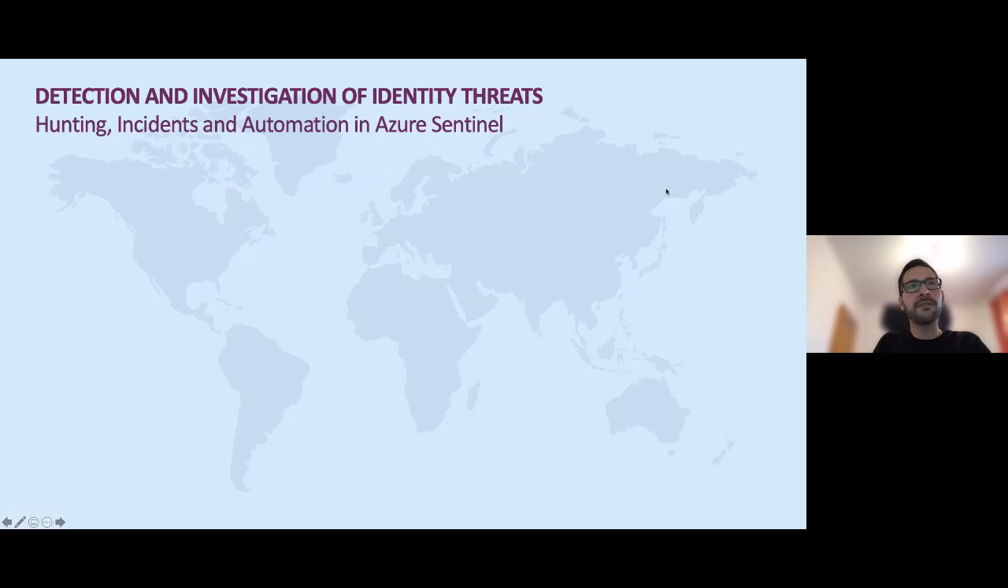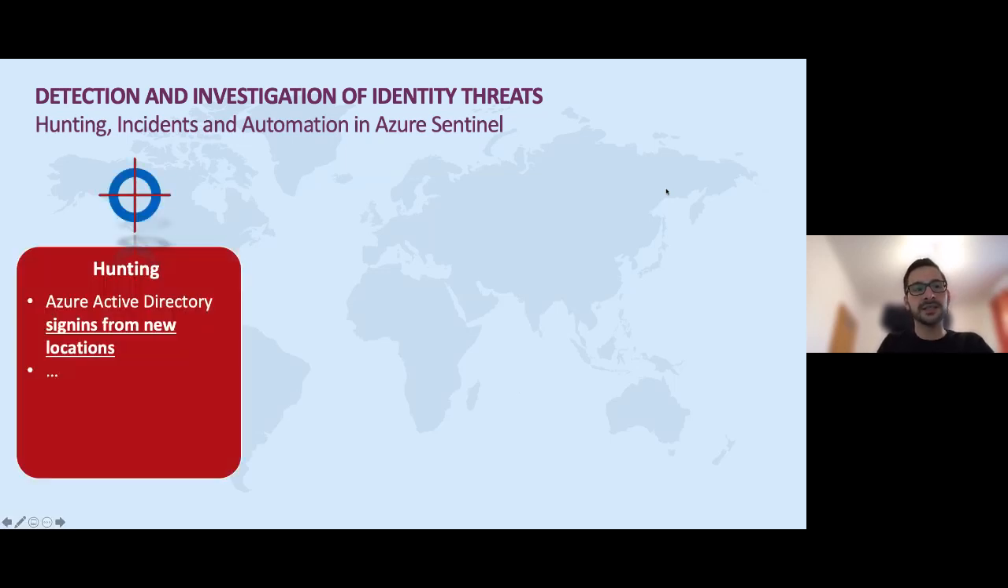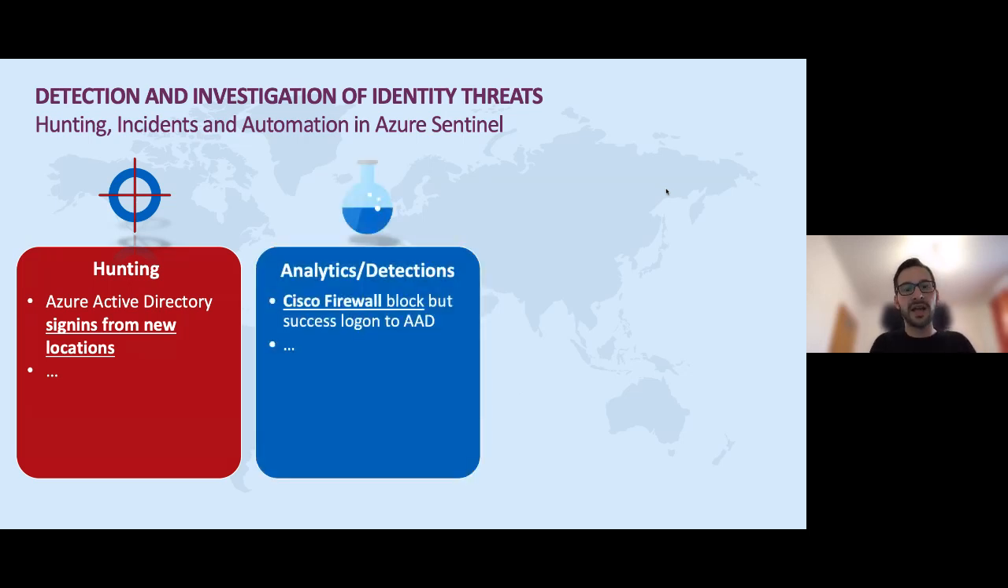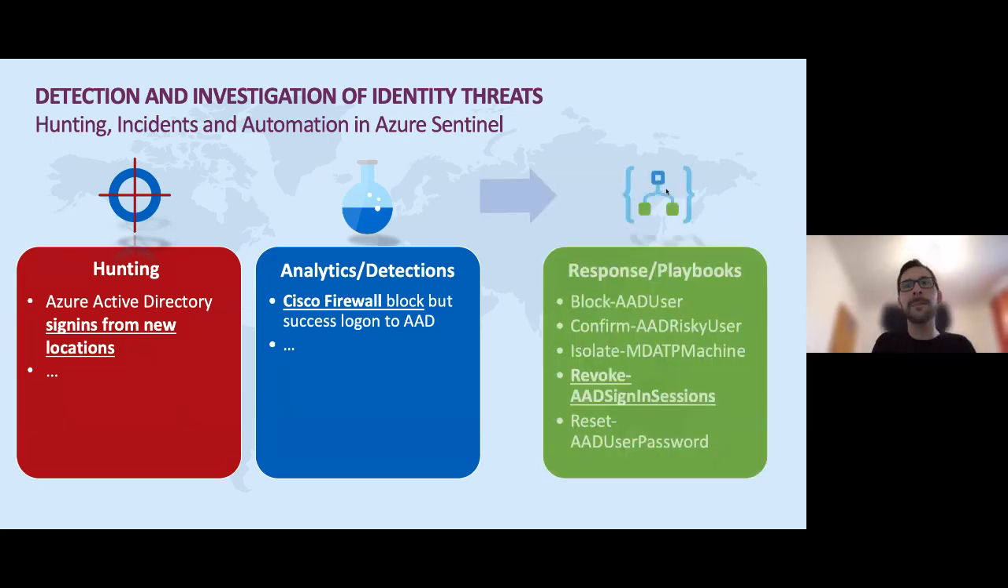But I think if we talk about the benefits for identity, we can see hunting is a great way to have a view, maybe for new locations used by sign-ins, or to have correlation between your Cisco firewall and your Azure AD logon. And as I said before, automation is the key. So not only automate your investigation to enrich your security alert, you also have some samples available in the GitHub repo about response to incidents, like, for example, revoking the Azure AD sign-in session.